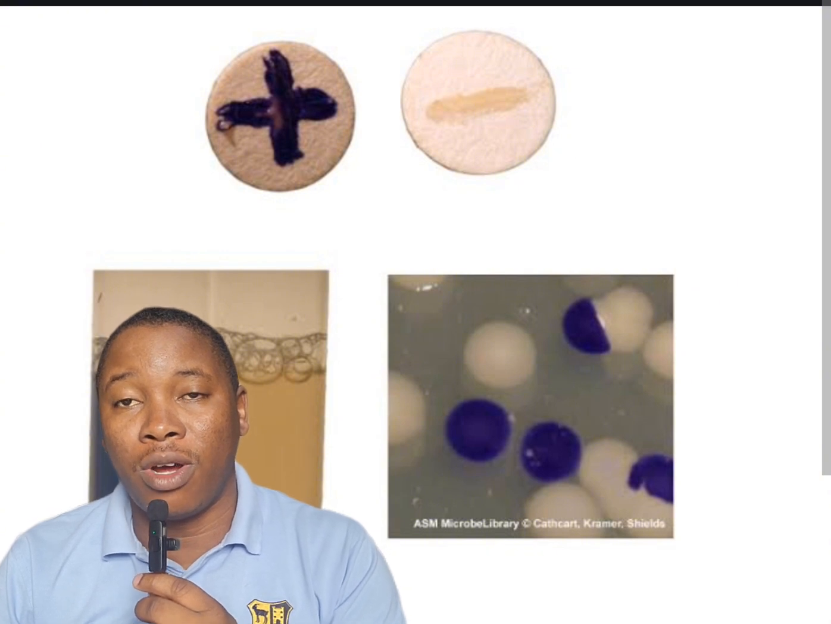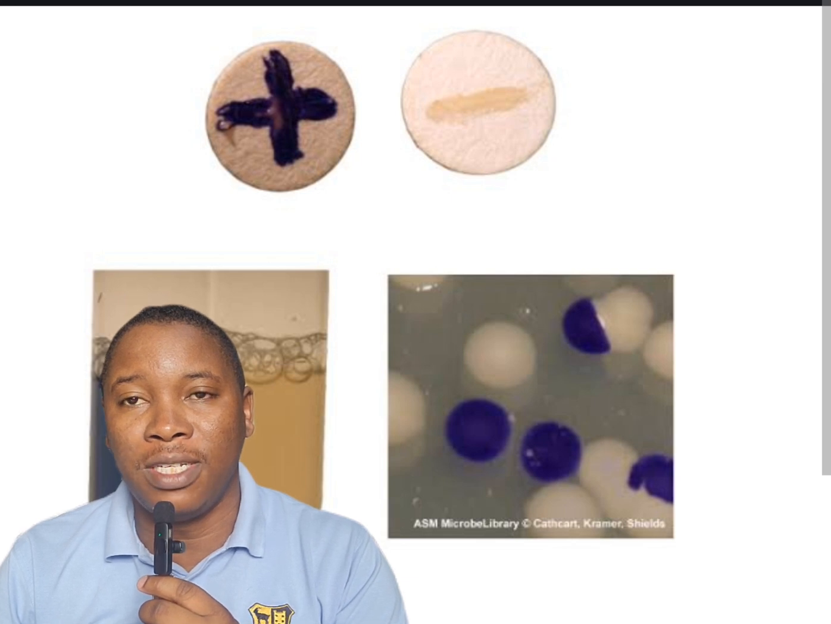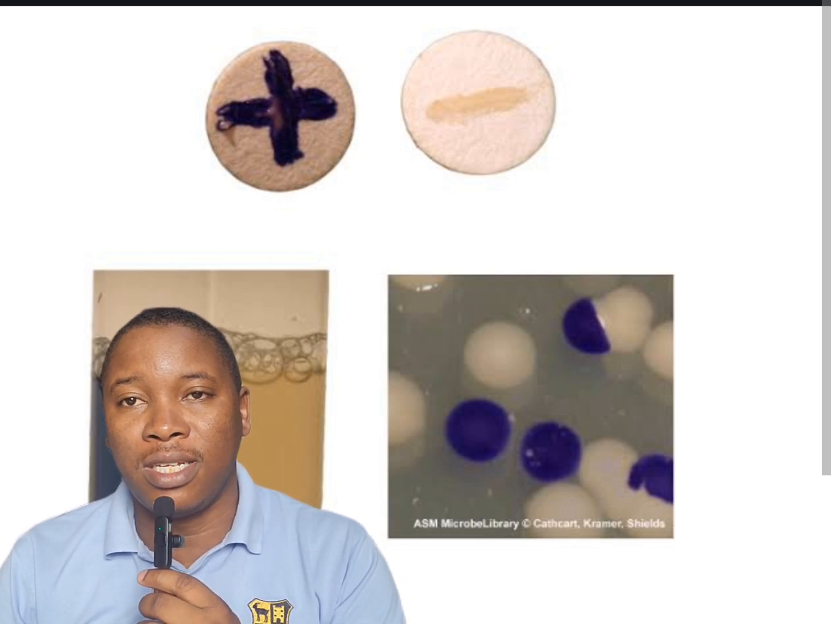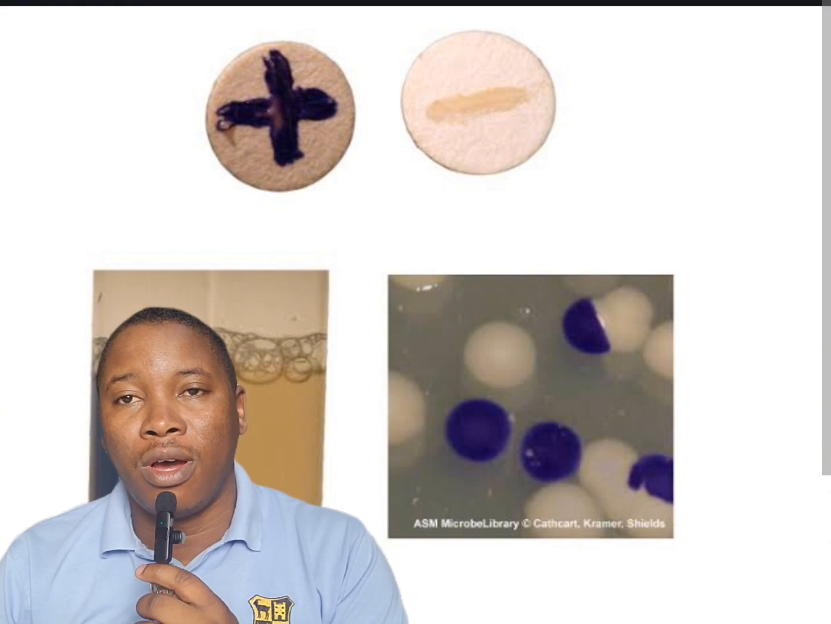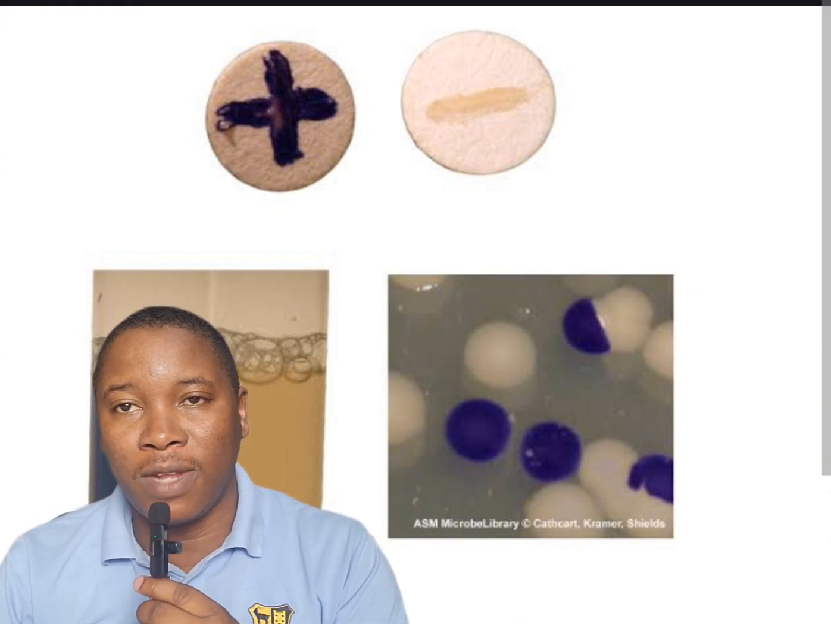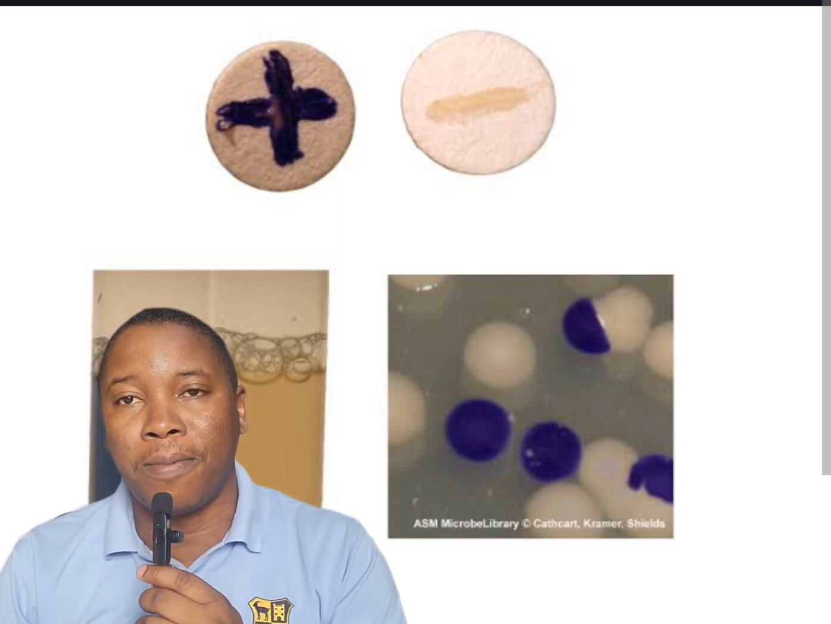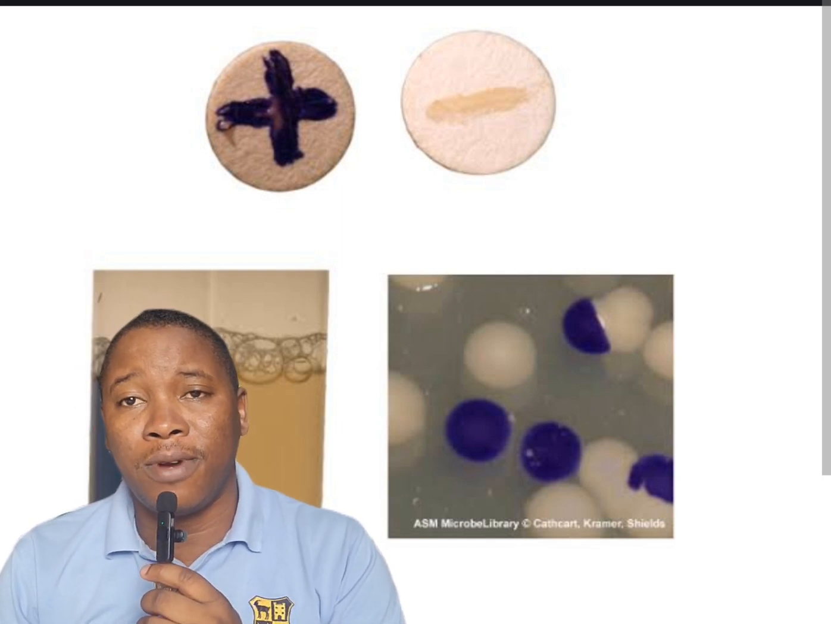Usually we run this test on a filter paper. You have a filter paper, and then you put drops of your oxidase reagent on it, and then you take your bacteria and inoculate drops of that bacteria onto the filter paper that you have stained with your oxidase reagent. And it's a simple reaction.